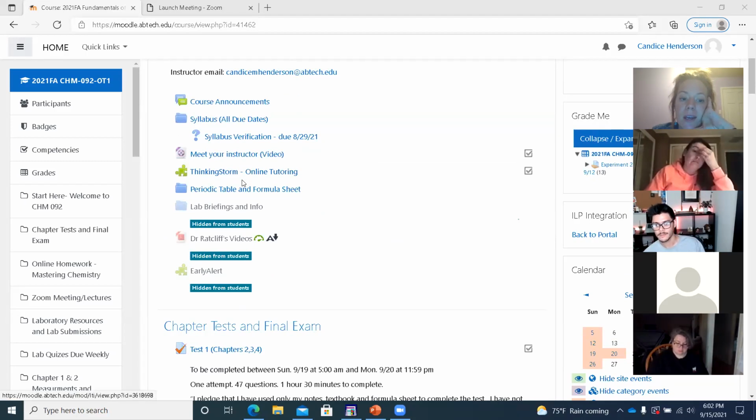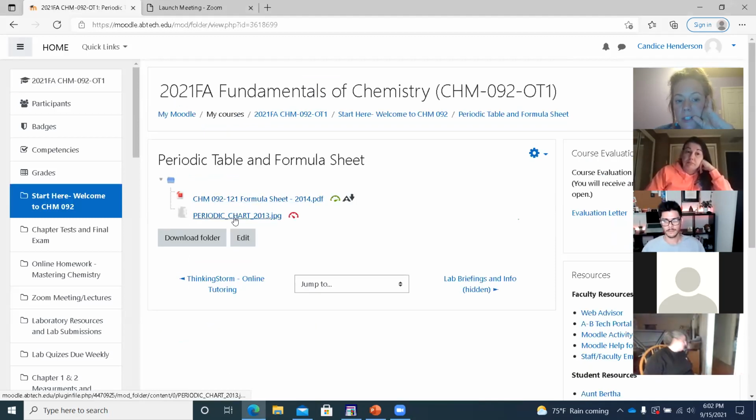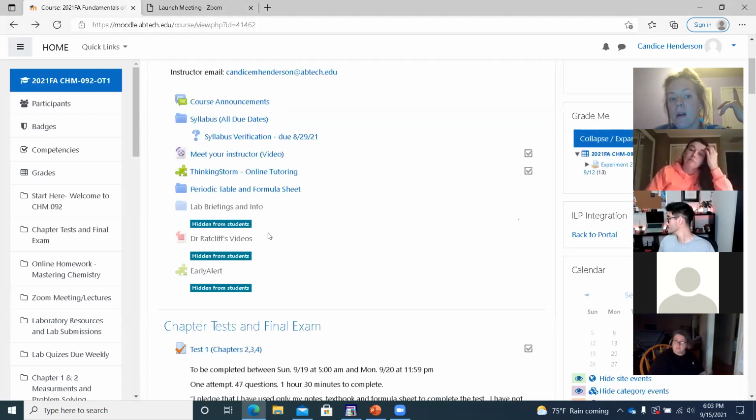I'd recommend having the periodic table and formula sheet out. If I click on this here, there's a periodic chart and a formula sheet. It's also in the back. Both of these are in the back of your lab manual on the last 2 pages. They just have quick reference stuff, so you may want to have that available for the test. That's what I would traditionally give on an in-person exam, so I tend to work the tests with those conversions and things.